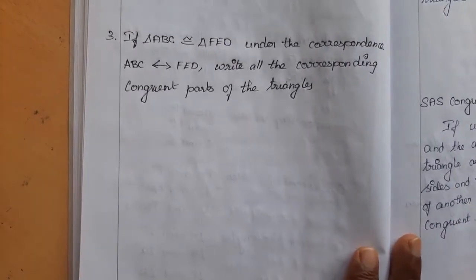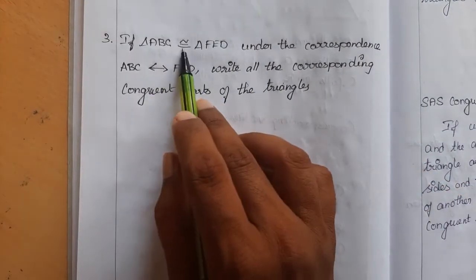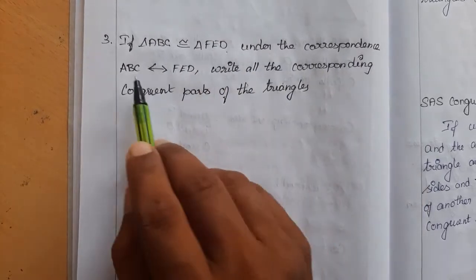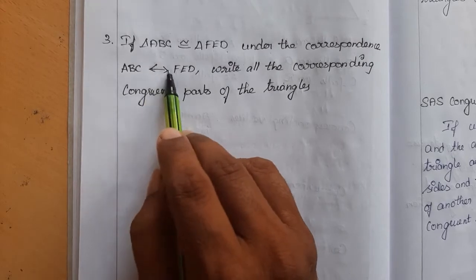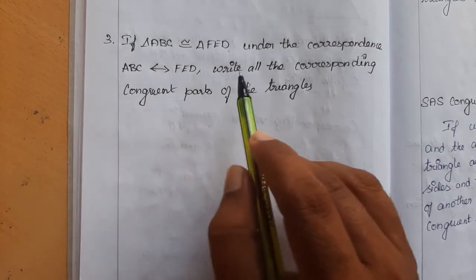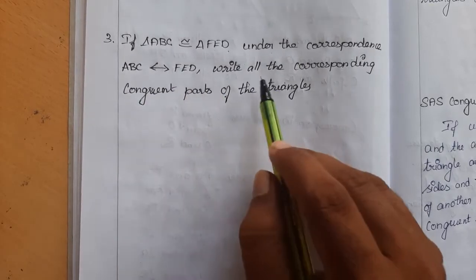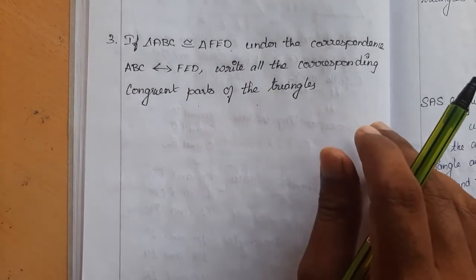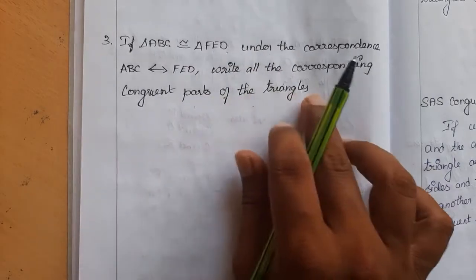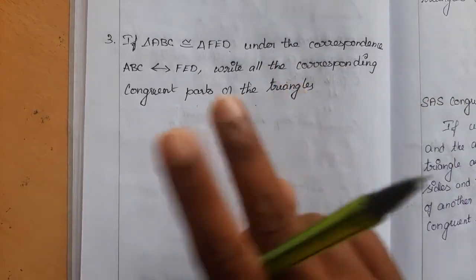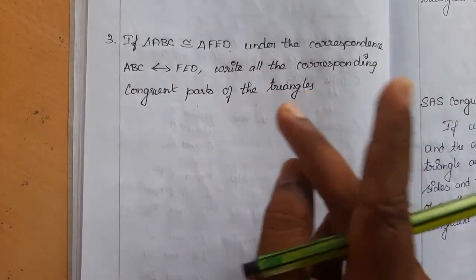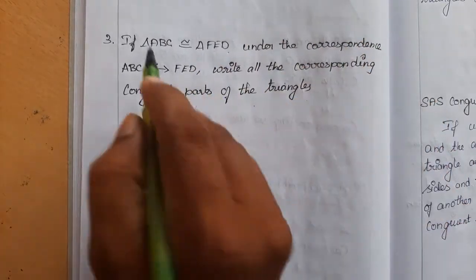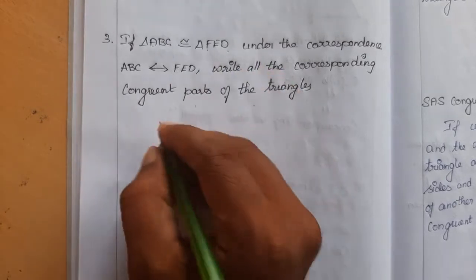So here we go to the next. If triangle ABC is congruent to triangle FED under the correspondence ABC corresponds to FED, this symbol is used to show the correspondence. Write all the corresponding congruent parts of the triangle. We have to write all the corresponding angles and sides. There are two important parts: one we represent through the angles and another through the sides. Angles are easy. The first corresponds to the first.